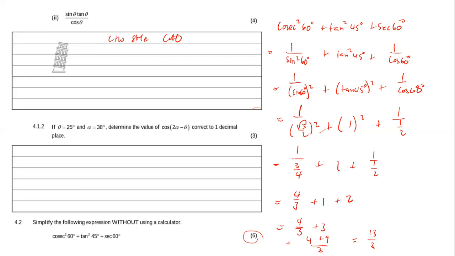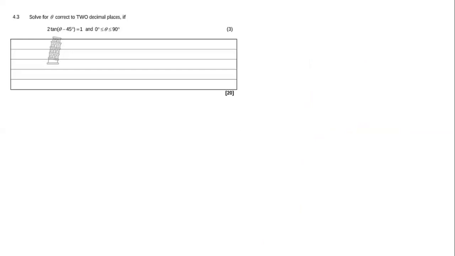If my math is correct, my algebra is correct. We can also confirm. So now 4.3. It says to us, solve for theta correct to 2 decimal places, if this equation holds, whereby theta is within this interval. So we are given the equation for 3 marks. They just want us to solve for theta. And again, our solution is supposed to be between 0 and 90 degrees.